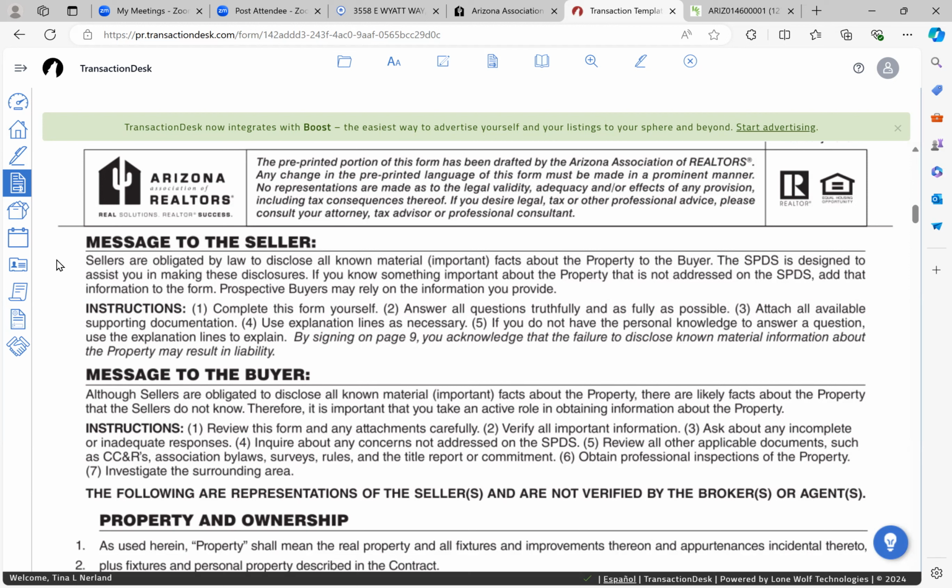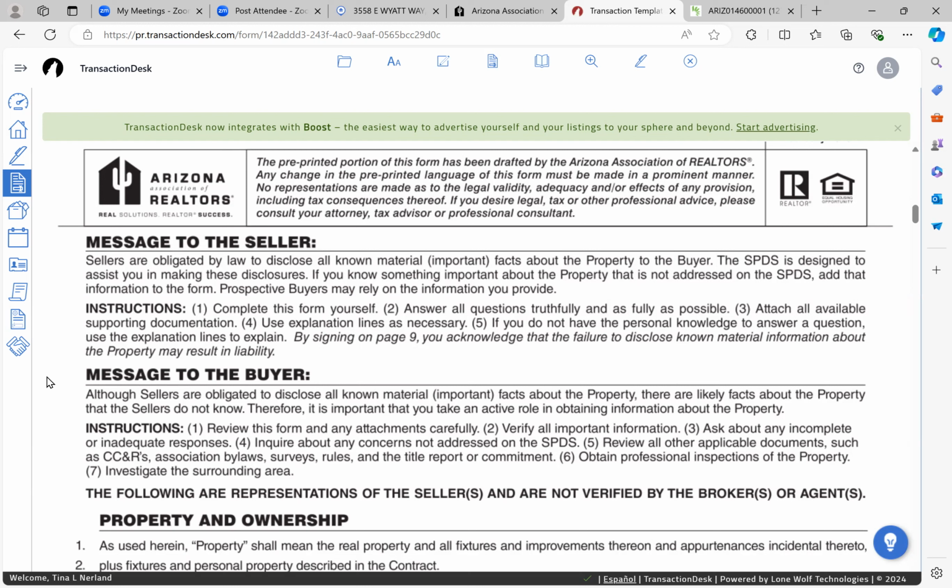By signing on line 9, you acknowledge that the failure to disclose known material information about the property may result in liability. Message to the buyer: although sellers are obligated to disclose all known material important facts about the property, there are likely facts about the property that the sellers do not know. Therefore, it is important that you take a role in obtaining information about the property, aka getting a home inspection done.